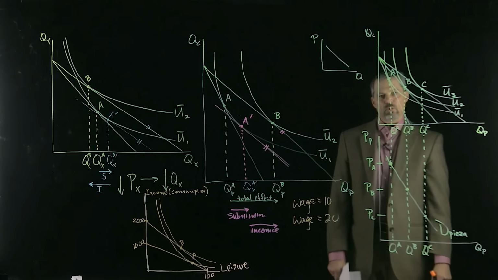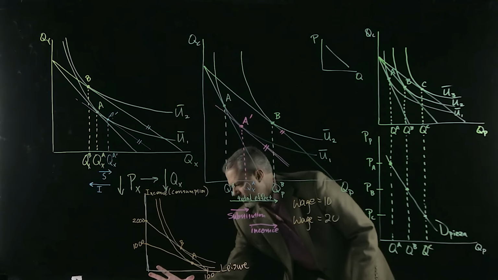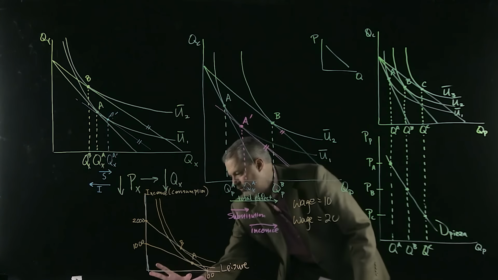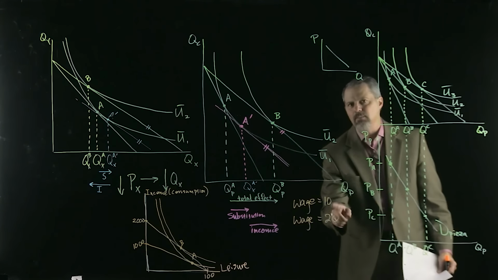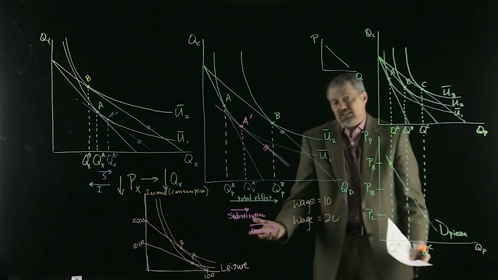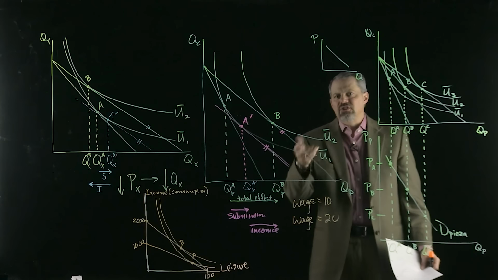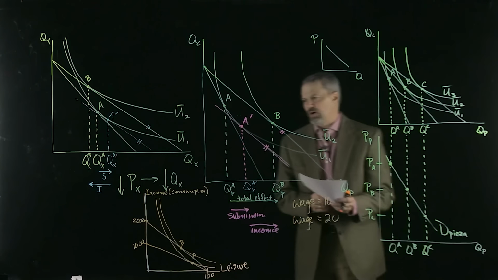So notice what happens now. When the wage was $10, you chose this much leisure. But now that the wage is $20, you choose only this much leisure. In other words, when the wage goes up, you work more. Not surprisingly, right? So a higher wage, you sell more of your hours for labor. But here's the interesting thing. Here's why we're talking about this.